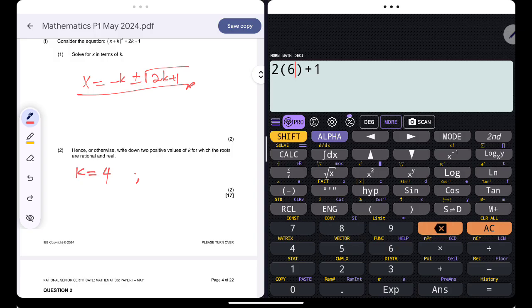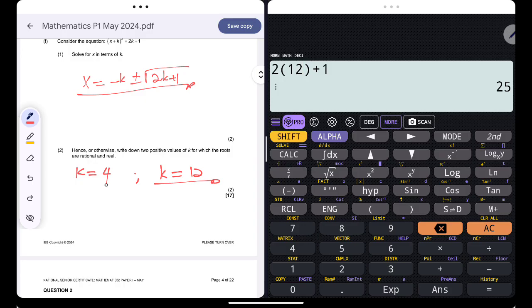5, 6, 7, 8, 9, 10, 11, 12. Another value of k is 12.